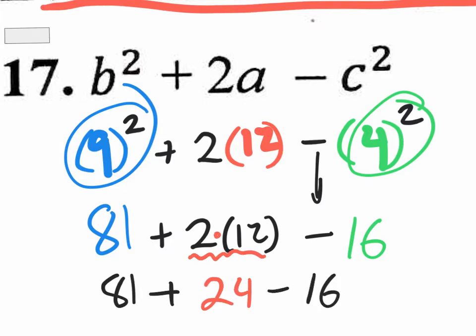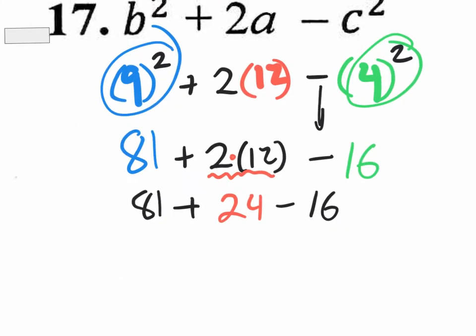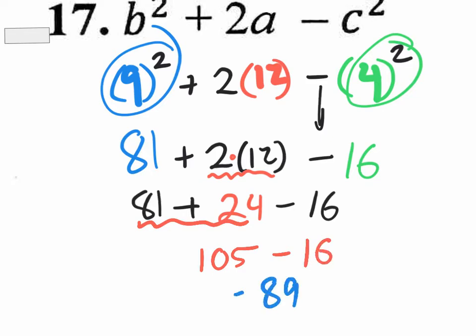And now we're just left with addition and subtraction. They're both worth the same. Let's go from left to right. So if I go 81 plus 24, well, 80 plus 20 is 100, and 1 plus 4 is 5. So we end up with 105, right? And take away 16, and we'll get 89 as a final answer. Okay. And that's about it.